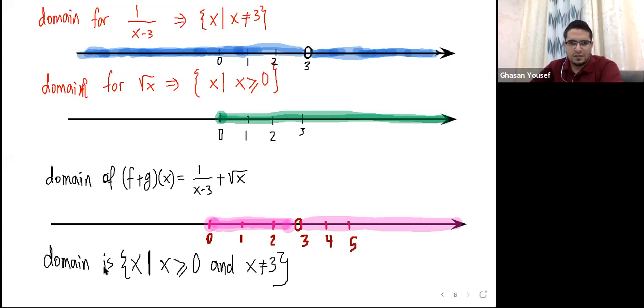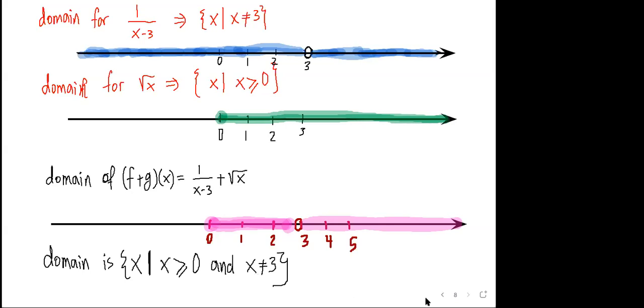So here the domain is x such that x is greater than or equal to 0 and x not equal to 3. This is the domain. Any question for this? No question. What about the other students, is it good? Yes. Okay, no questions.